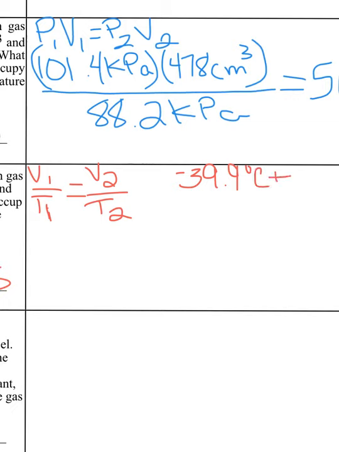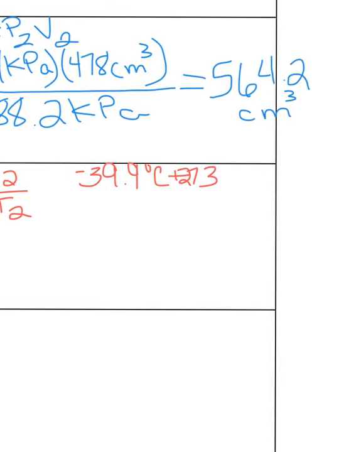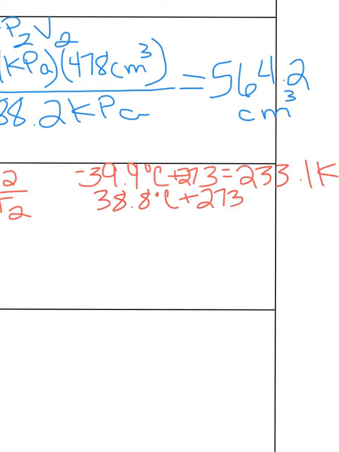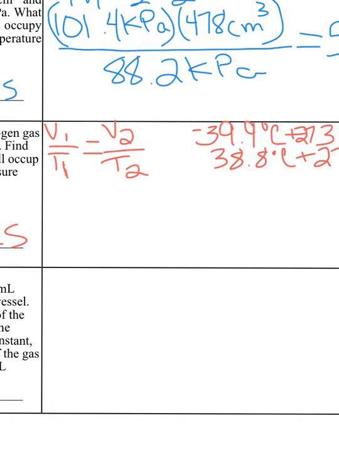We're going to add 273 to get to Kelvin. And we get 233.1 Kelvin. Then our other temperature, 38.8 degrees Celsius, plus 273, and we get 311.8 Kelvin. So now we have our temperatures in Kelvin. So now we can plug everything in, okay?